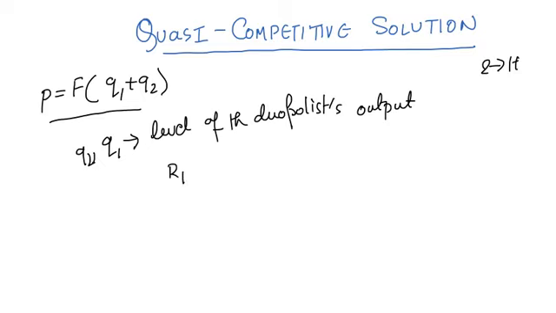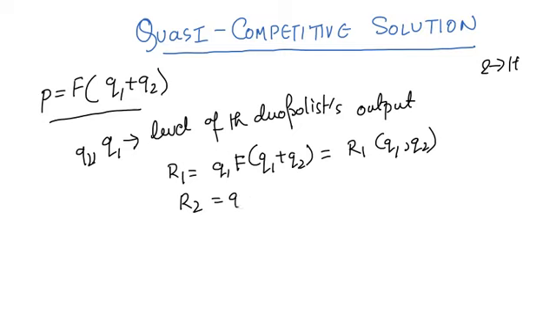That is, R1, the revenue of the first duopolist, is equal to Q1 F(Q1 + Q2), which is equal to, let it be, R1(Q1, Q2). Similarly R2 is equal to Q2 F(Q1 + Q2), which is equal to R2(Q1, Q2).